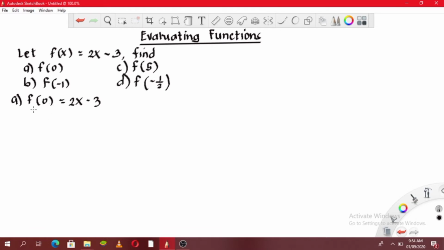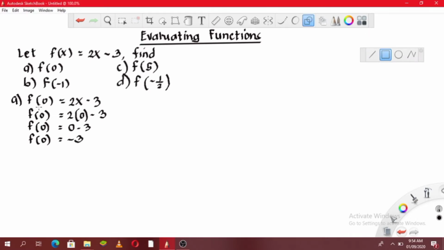So, we will have here f of 0 is equal to 2 times 0. Yan po ang ibig sabihin ng evaluating this function. So now f of 0 is 2 times 0, that is 0 minus 3. Therefore, f of 0 is 0 minus 3, which is negative 3. Ibig sabihin po niyan, ang value ng given function natin ay negative 3 kapag ang x niya ay 0.